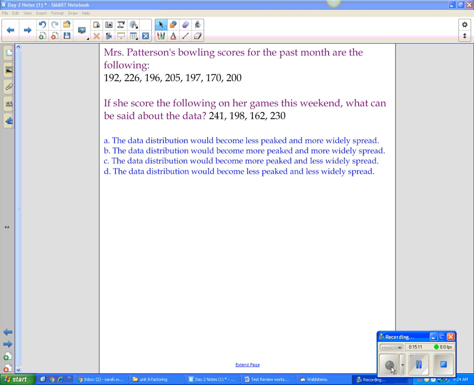All right. So this one says Miss Patterson's bowling scores for the past month are the following. If she scores the following on her games this weekend, what could be said about the data? Okay, so this one talks about less peaked and more peaked. The calculator doesn't give you a number for peak, all right? So this is one you actually do. You have to draw this one out. So this will maybe make a little more sense when we do this one.